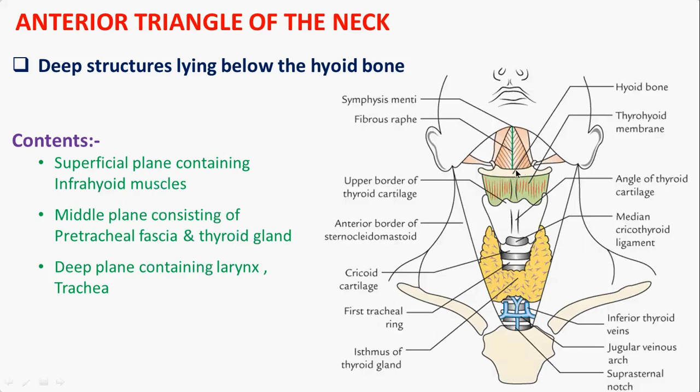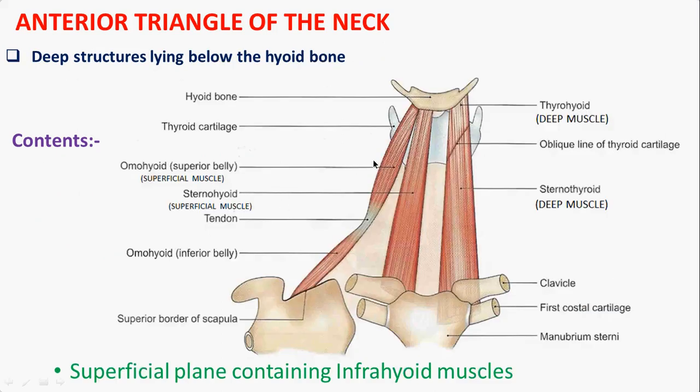Now, deep structures lying below the hyoid bone. Below the hyoid bone, we will have the superficial plane containing the infrahyoid muscles, the middle plane consisting of the pretracheal fascia and the thyroid gland, and the deep plane containing the larynx and the trachea. So these are about the infrahyoid muscles.